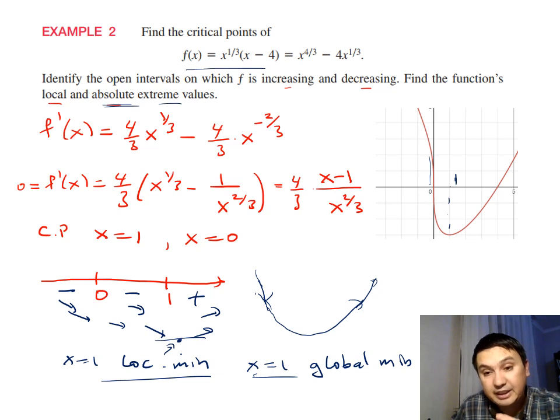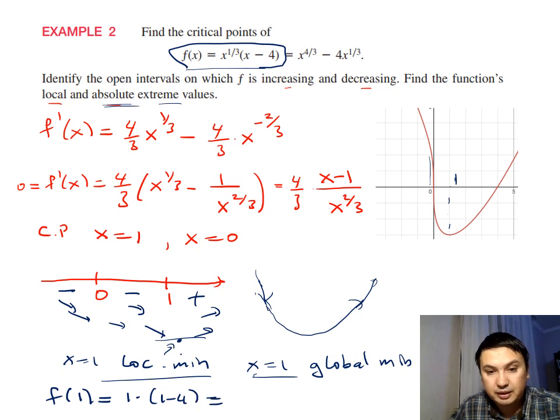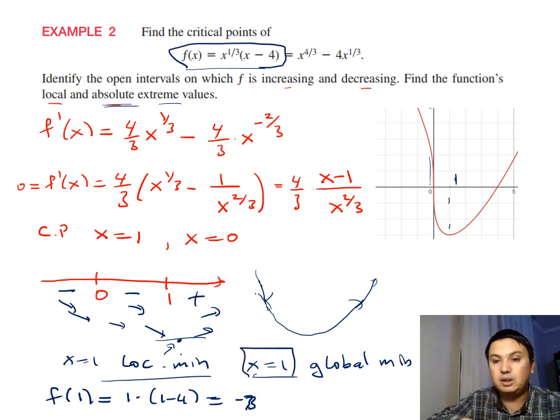So at x equal to 1, what is the global minimum value? To find the value, you have to substitute x equal to 1 into the function, so it becomes 1 minus 4, so this is minus 3. So both the local and global minimum of the function is minus 3, and it occurs at x equal to 1.